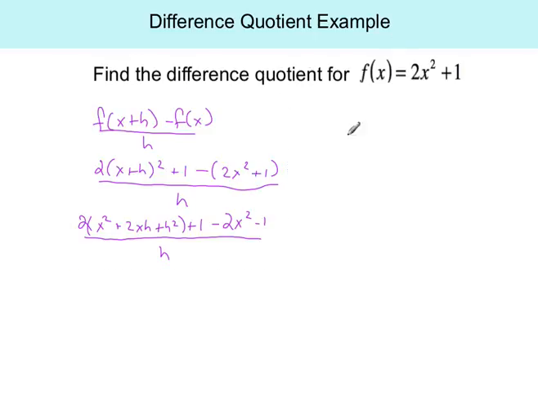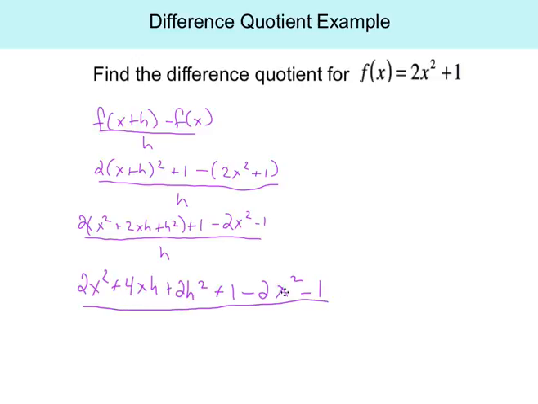All right, now we are going to distribute the 2. So that gives me 2x squared plus 4xh plus 2h squared plus 1 minus 2x squared minus 1 all over h. All right, now we're going to combine some like terms. We have a plus 1 here and a minus 1 there. Those are going to cancel out. I have a 2x squared here and a minus 2x squared over here. Those are going to cancel out.